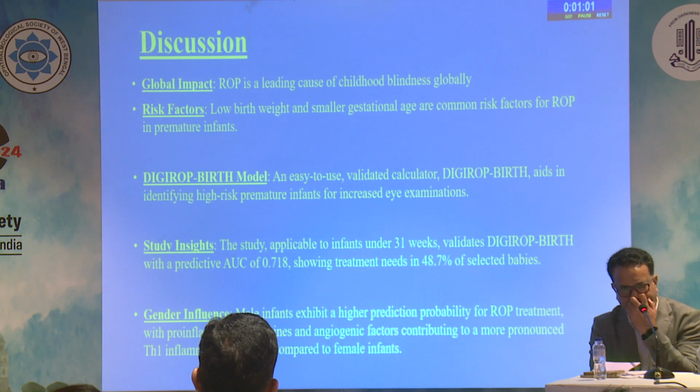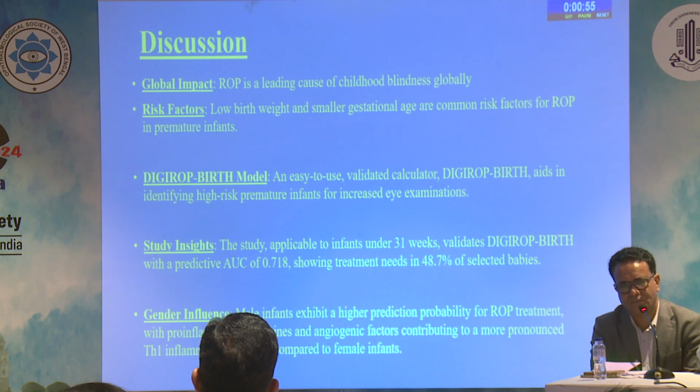So the birth weight, the DigiROP birth model is an easy to use validated calculator and aids in identifying the high risk premature infants who need increased eye examination. So the study insights is that the area under curve is 0.718 and nearly 48.7% of selected babies needed treatment. The gender influence: the males predominated in the study.